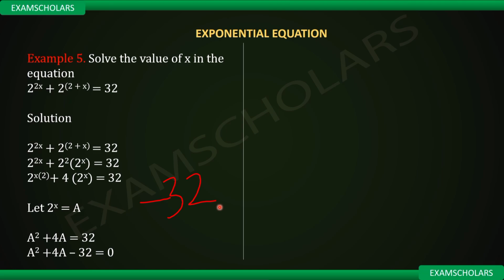Multiples of 32. Two things that you can multiply together that will give you 32. Don't forget, it is minus 32. Two things that you multiply together that will give you minus 32. At the end of the day, when you add them together, you get what? Plus 4. Very fast.